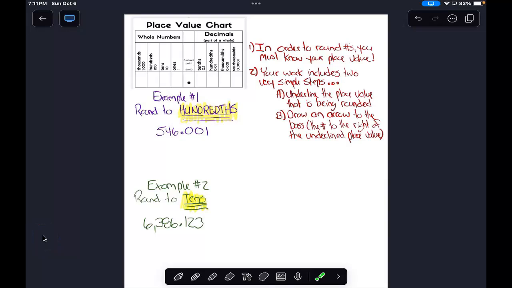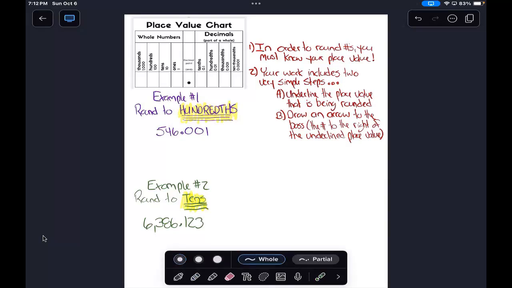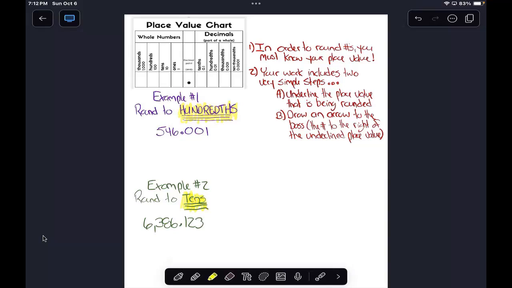Good morning, fifth grade. Today we are going to start rounding as our wake up, and I'm going to run through just a quick reminder video on how rounding works. First thing you need to know, number one, is if you do not know your place value, you need to know your place value. The place value chart is super duper important. Without knowing your place value, it'll be very impossible for you to round.